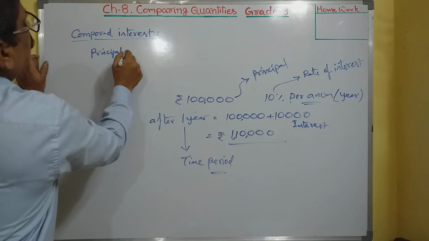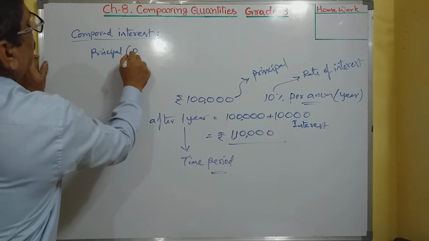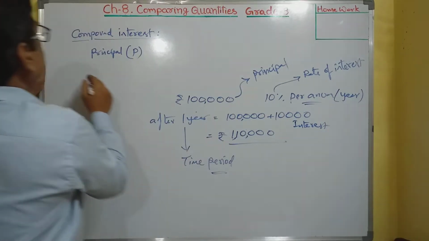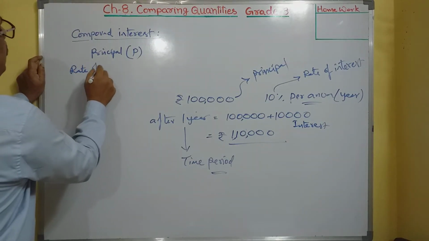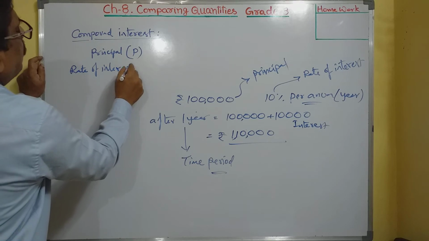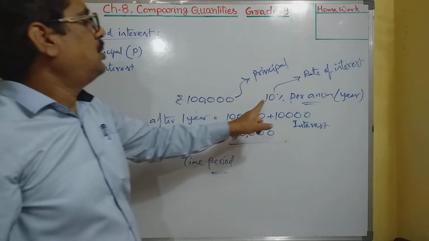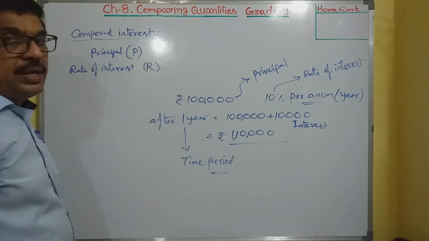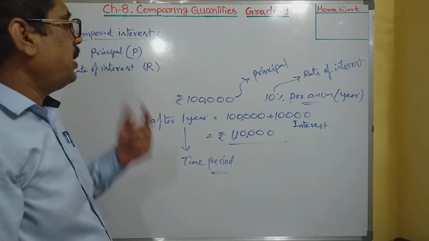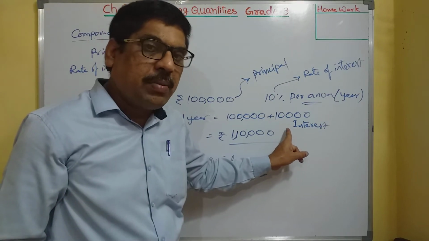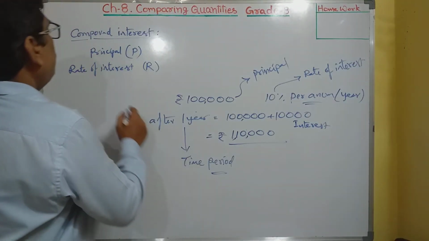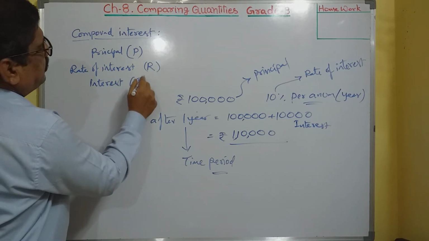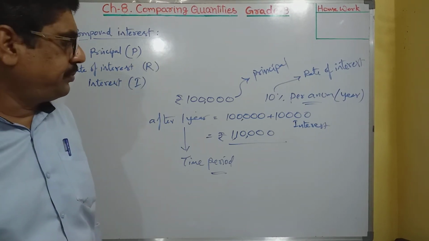Okay, so generally we represent the principal by P. Okay, and the rate of interest. Whatever the percentage of interest they are paying is called the rate of interest, which is represented by capital R. Okay, the extra money which you are getting from the bank or post office is called interest. So this can be represented by capital A.